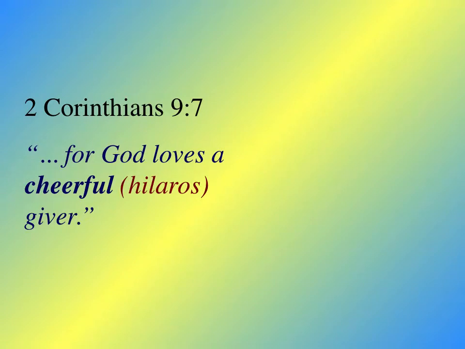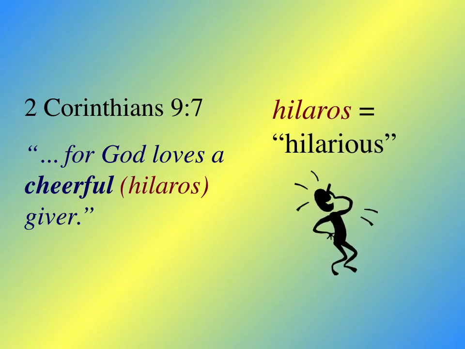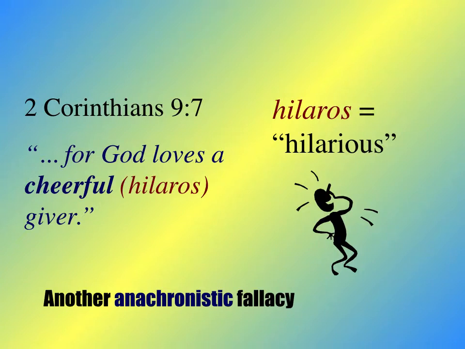Here's another example of an anachronistic fallacy. 2 Corinthians 9:7: For God loves a cheerful giver. The Greek word cheerful is hilaros. Well, what word do we get from hilaros? Hilarious. So God loves a hilarious giver. But in fact, the Greek word hilaros did not mean hilarious back in the first century. It meant cheerful. That's why it's translated that way. So it's an anachronistic fallacy to impose a later derivation onto an earlier meaning.